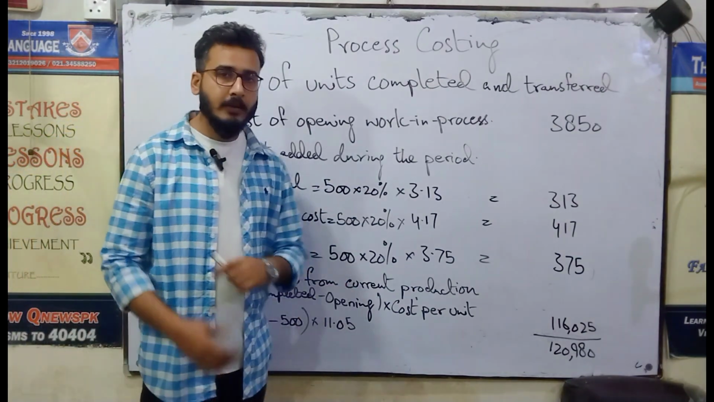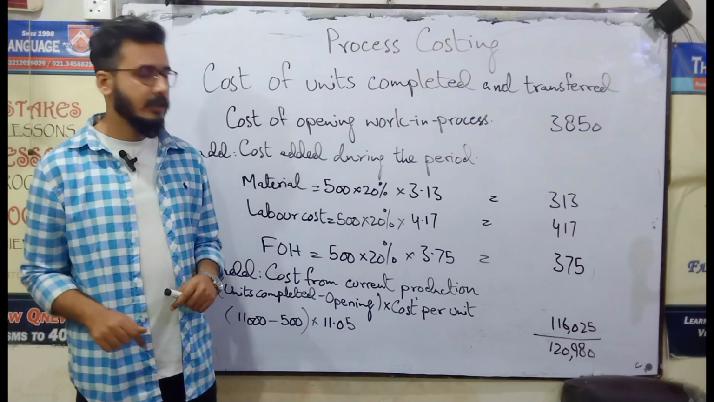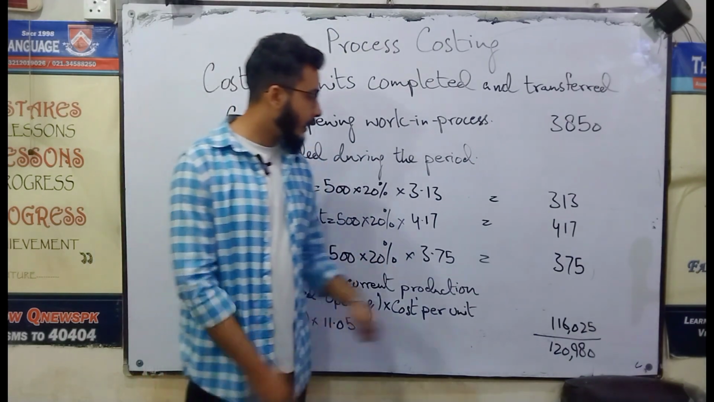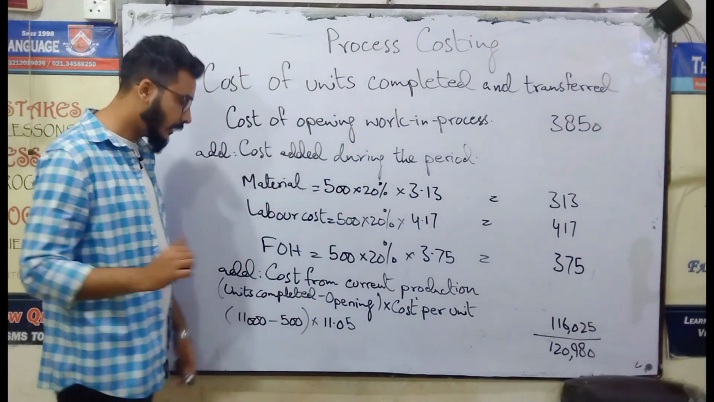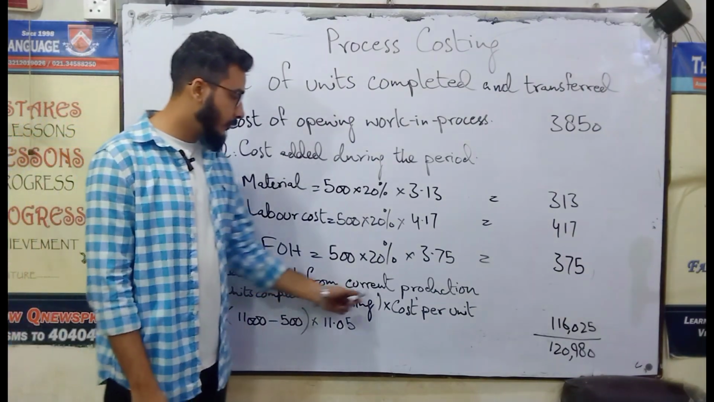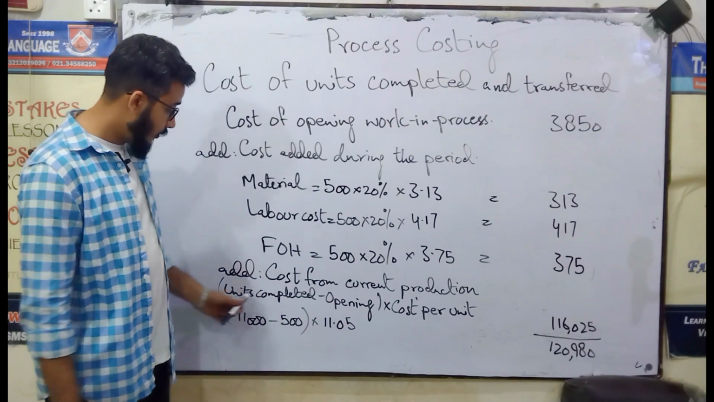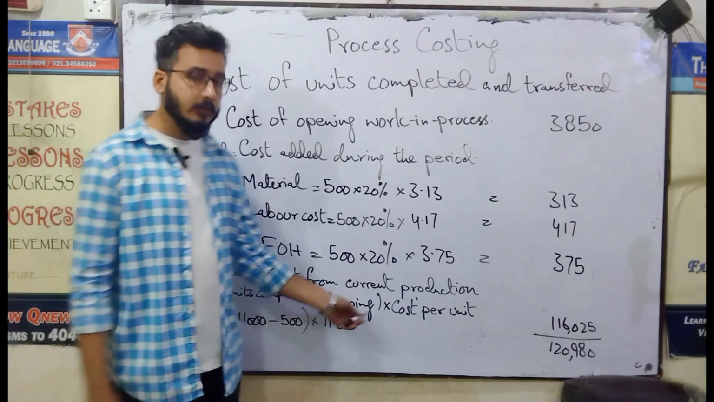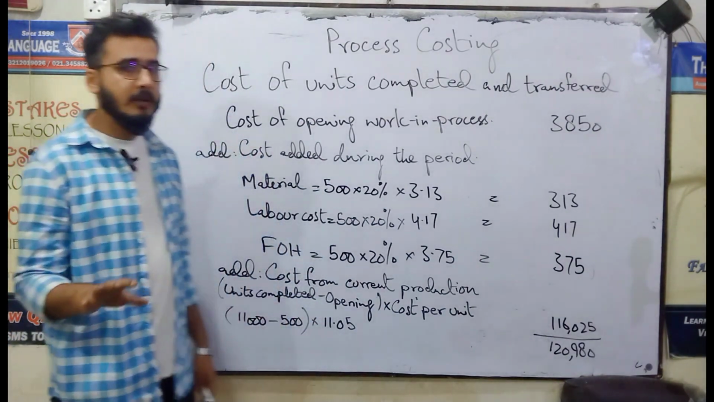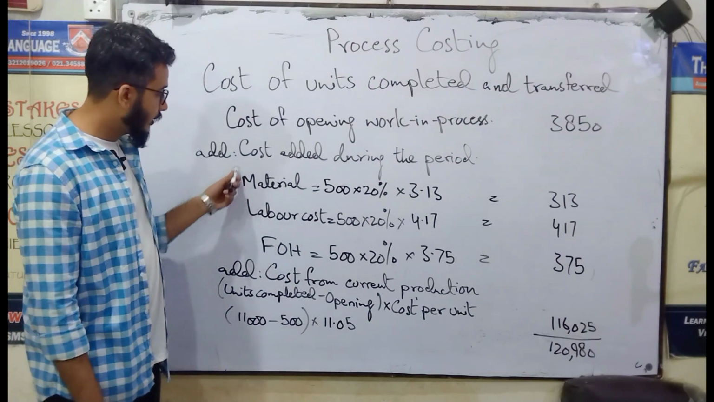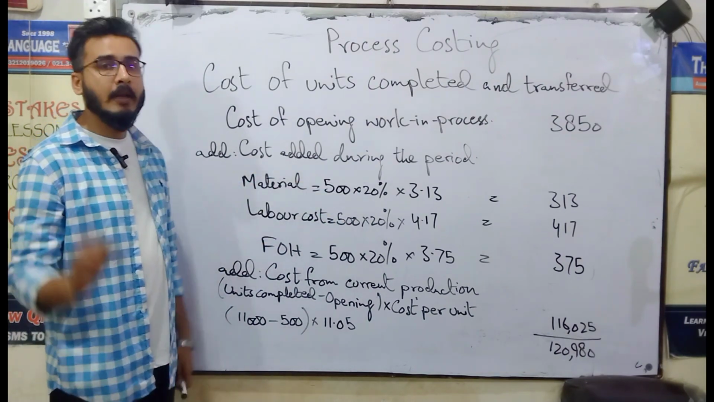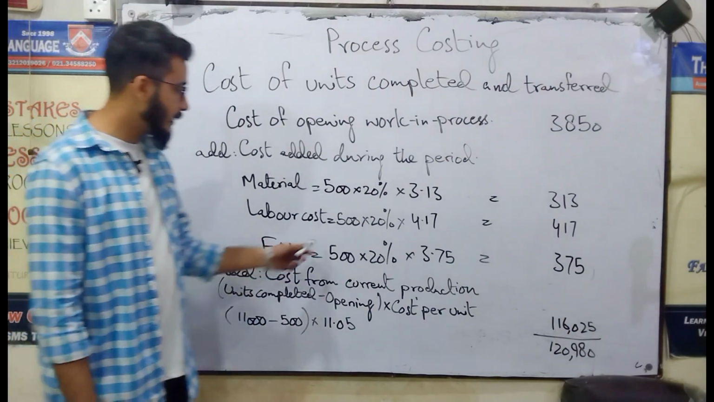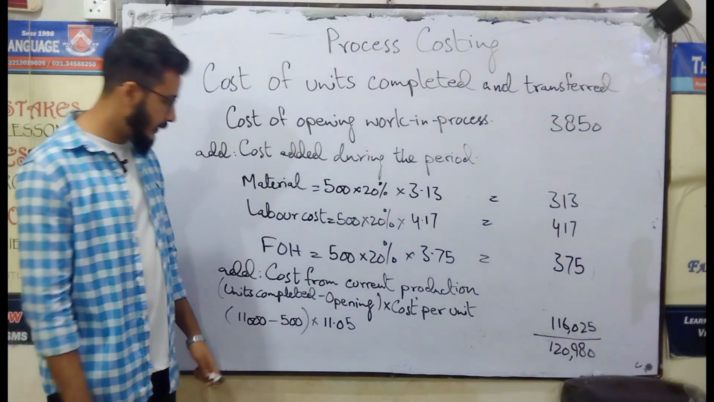Then factory overhead, 500 completed as per the work in process in this period, and 80% were completed in the last period. Then by multiplying it with 3.75, we have the cost of 375. Then the last step, by adding cost from current production. How to get this? We shall have the units completed which is in the question, that is 11,000, and by deducting opening work in process. Why are we deducting the opening units? Because these are added separately, and only 20% out of the opening work in process is about to be added. That is why we made a separate working as per this.